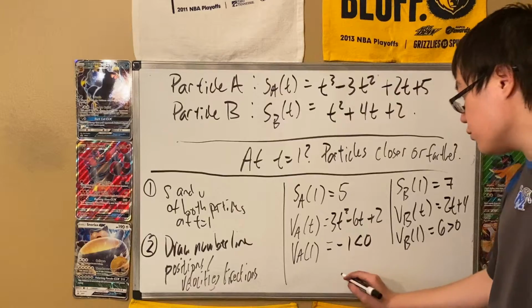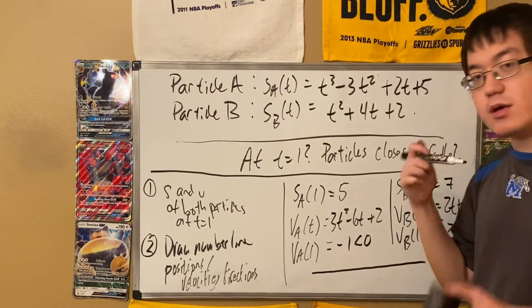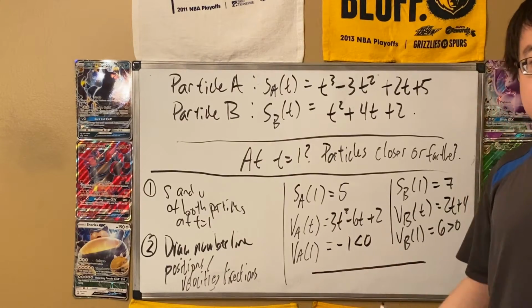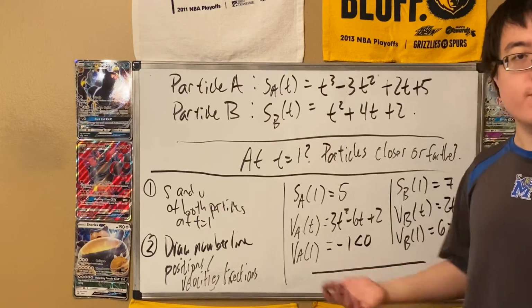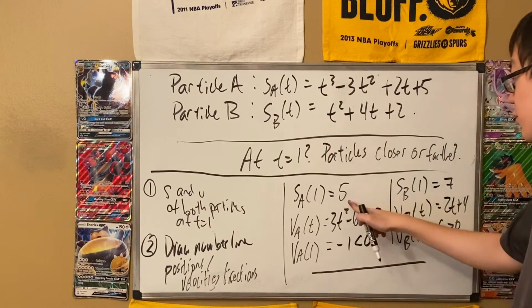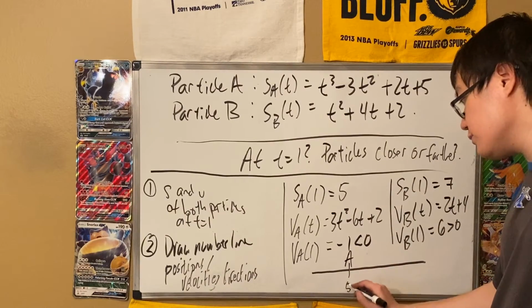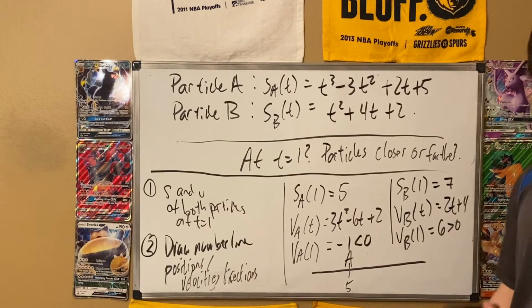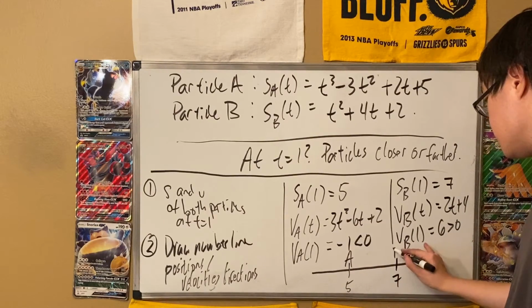So now we're ready to answer the question. I'm going to draw a quick little number line here at the bottom of the board, and then I'm going to first place the particles' positions on the number line. Just think about this number line again as a road, basically, where the mile marker is the position of the particle. So at mile marker 5, you would be able to find A. So this is mile marker 5. And at mile marker 7, you would be able to find B. So mile marker 7 is B.